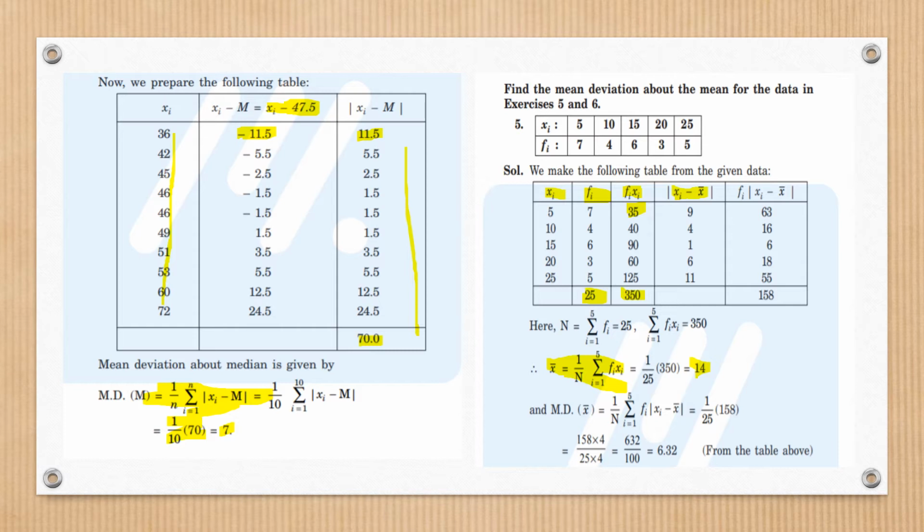And now as frequency is given, I need to calculate fi times this column of mod xi minus x bar. So 7 9s are 63, right? Like this. 4 4s are 16, like this. And this sum is 158, right? Now the mean deviation for this kind of distribution is given by 1 by n times summation fi times mod xi minus x bar. You do not have to take the other column. So it is 1 by 25 times 158, and the answer is 6.32.